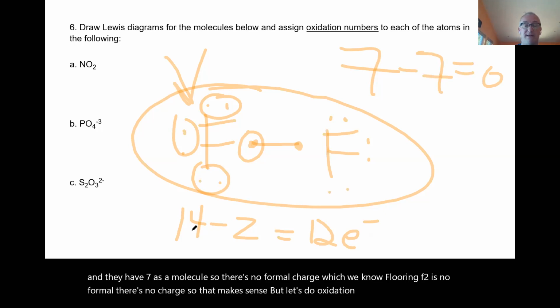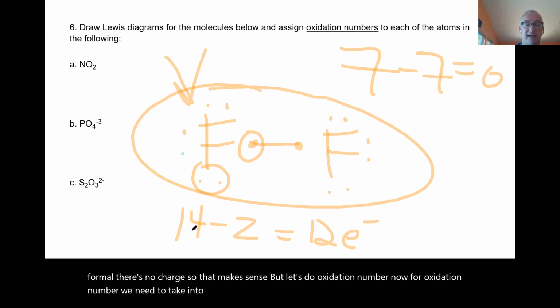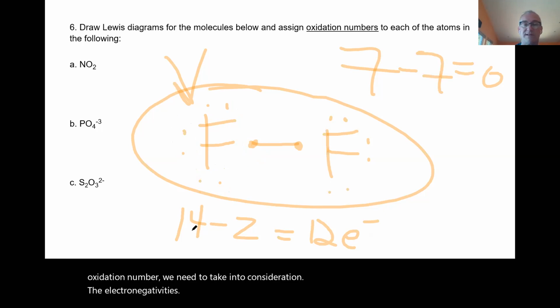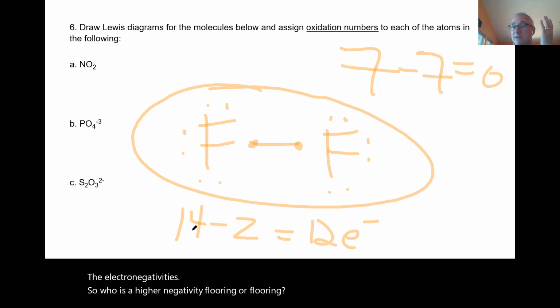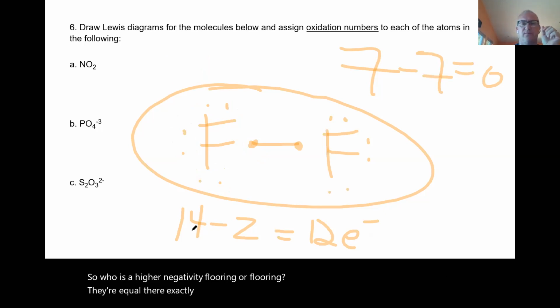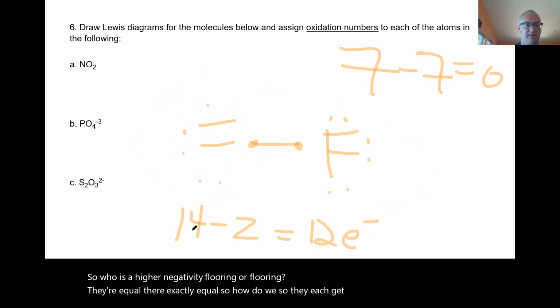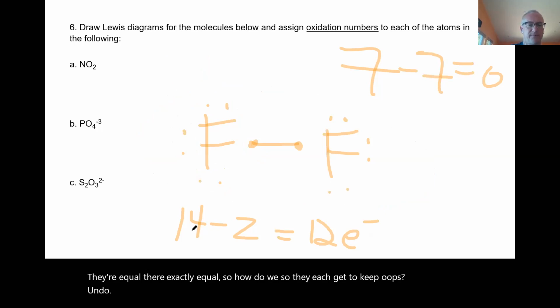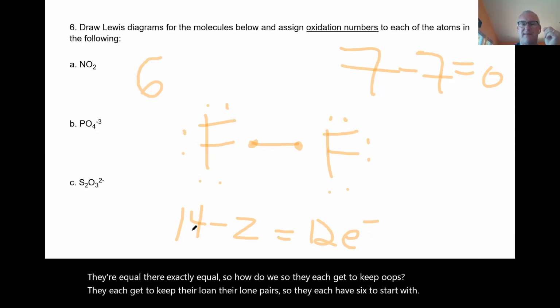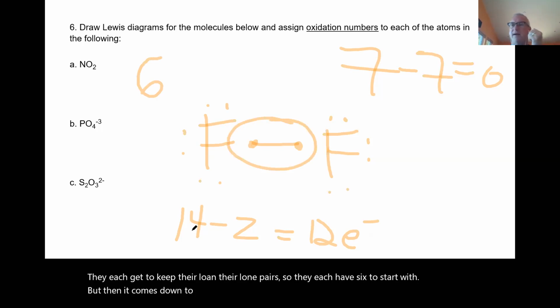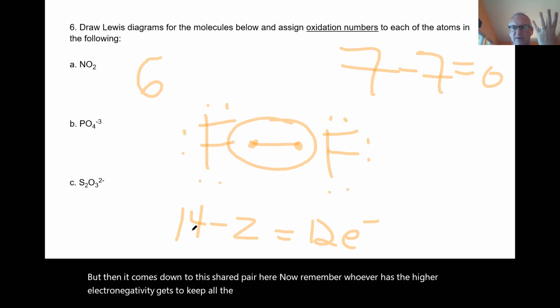Now for oxidation number, we need to take into consideration the electronegativities. So who has a higher electronegativity, fluorine or fluorine? Equal. They're exactly equal. So they each get to keep their lone pairs. So they each have 6 to start with. But then it comes down to this shared pair here. Now, remember, whoever has the higher electronegativity gets to keep all the electrons. But who has the higher electronegativity?